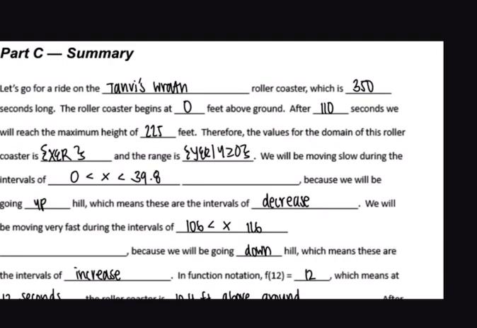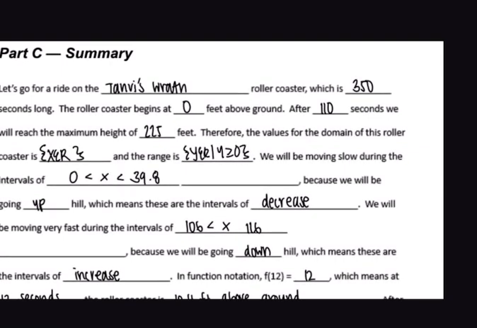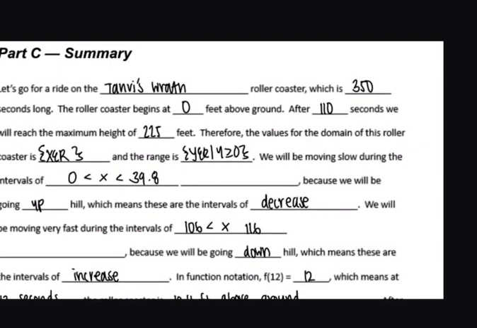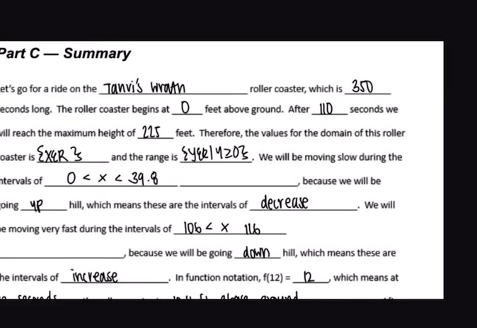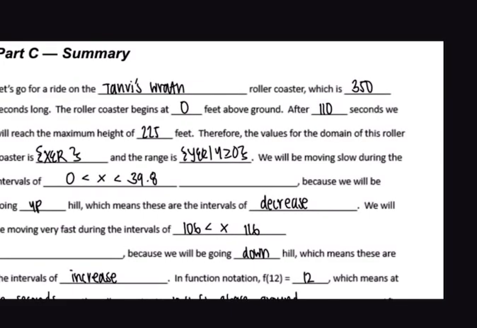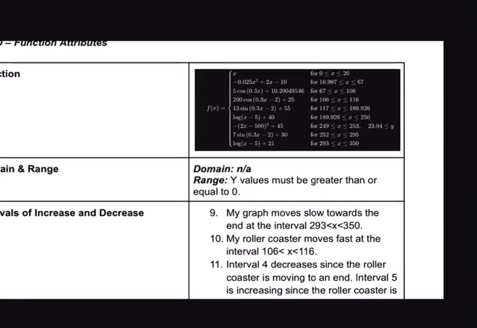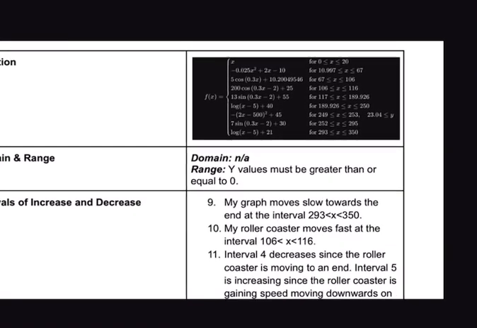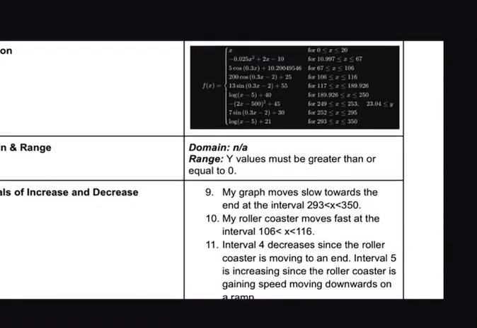In function notation, f of 12 would equal 10.4, which means at 12 seconds the roller coaster is 10.4 feet above the ground. After 24 seconds have passed, we will be at 23.5 feet above ground. And then the following is just a function attribute chart with everything on it.